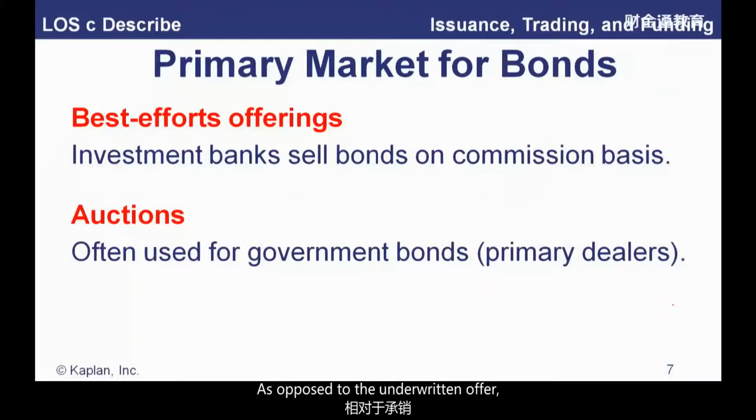As opposed to an underwritten offering, sometimes investment banks do a best efforts offering. And here they're sold on commission. They haven't promised to buy the whole issue. They've promised to sell as much of it as they can during this offering period, and that's why we call it the best efforts. And there's usually some sort of minimum amount that if that much is not sold, then the issue just does not go forward.